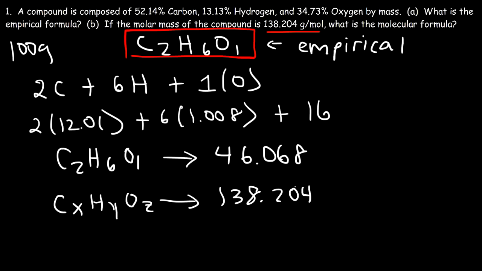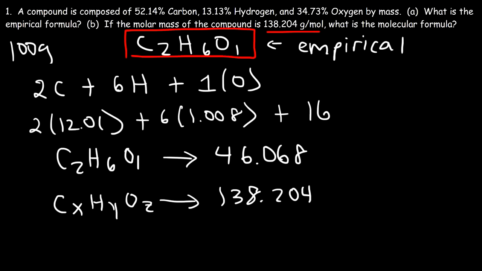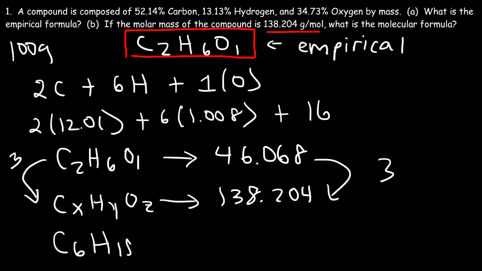So what you need to do is take the larger number and divide it by the small number. So if we divide 138.204 by 46.068, we are going to get 3. So if you multiply 46 by 3, you get 138. So therefore, to get the molecular formula, we need to multiply the subscripts of the empirical formula by 3. So this is going to give us C6H18O3. And that's how you find the molecular formula from the empirical formula.